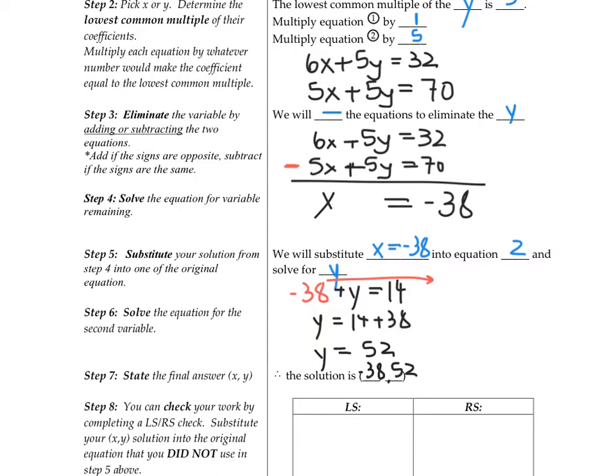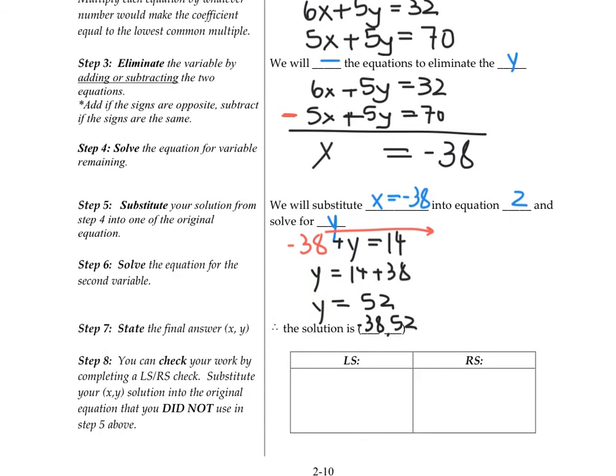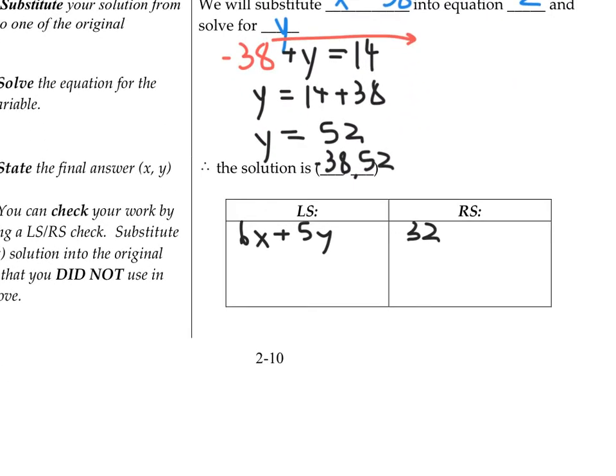52. Okay, now I solved for y in equation 2, which means my left side, right side check is going to come from equation 1. And equation 1 told us that 6x plus 5y equals 32. So I know what my goal is. Now I'm going to just sub my numbers in. So 6 times negative 38 plus 5 times 52.